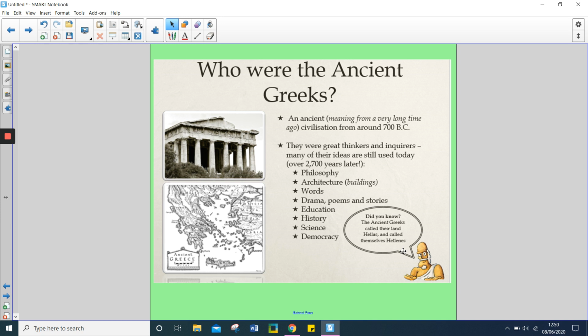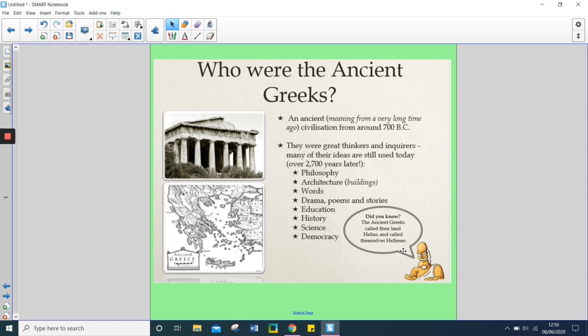Who were the ancient Greeks? So the word ancient means from a very, very long time ago. The ancient Greeks were a civilization, so a time when people were living there, from around 700 BC, before Christ was born. They were great thinkers and inquirers, so they asked lots of questions. Many of their ideas are still used today, over 2,700 years later.